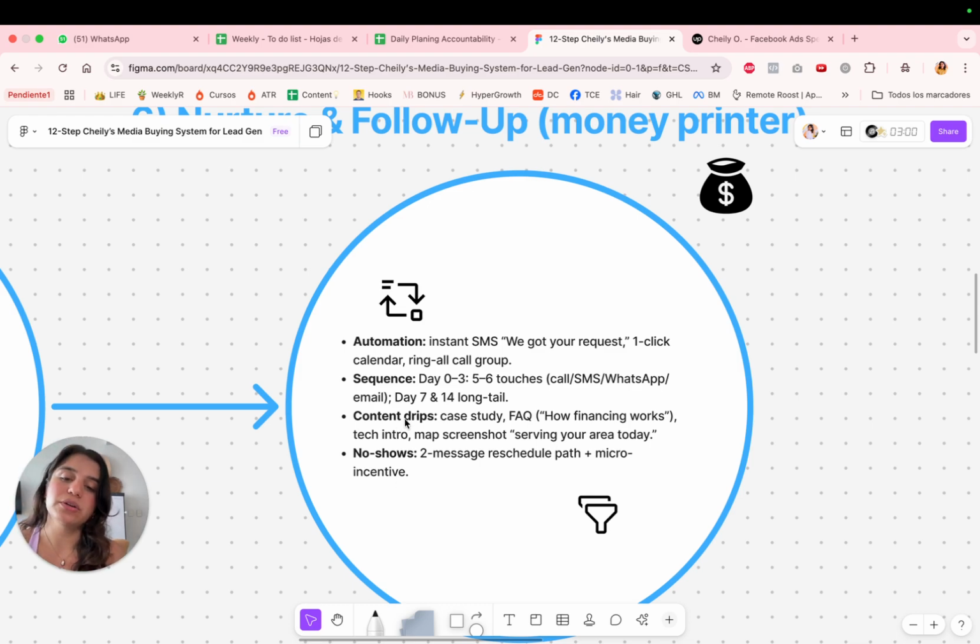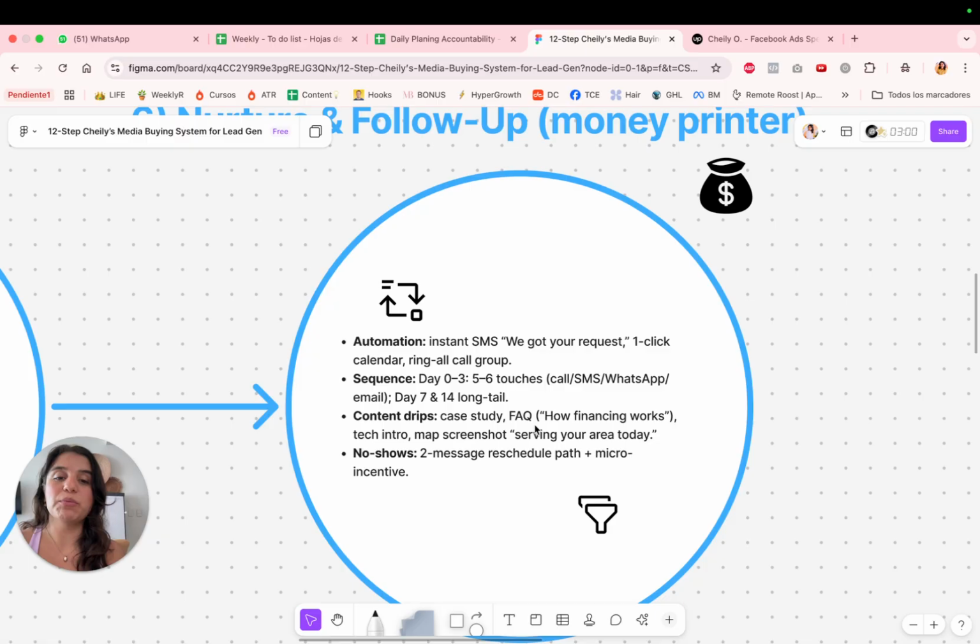We also want to make sure that we do some content drips, for example, case studies, FAQs, more before and afters, because there are certain niches where before and afters are not that allowed. For example, in the health niche, I work with certain med spas where Facebook doesn't allow too many before and afters, but we can use them in the landing page and in our SMS campaigns, so we don't have to limit ourselves to the limitations of Facebook.